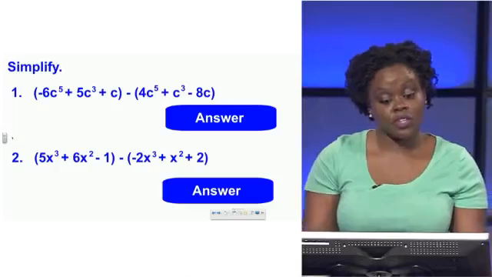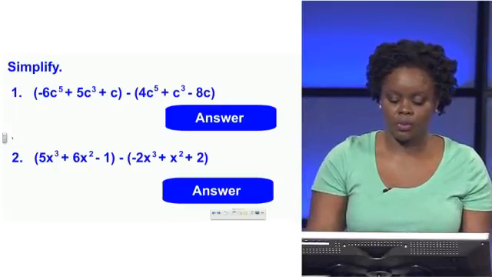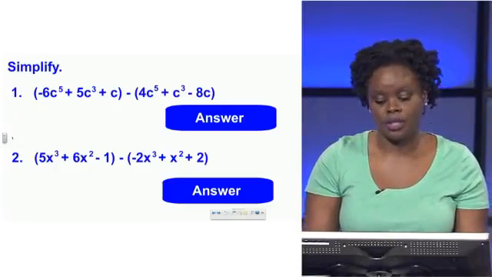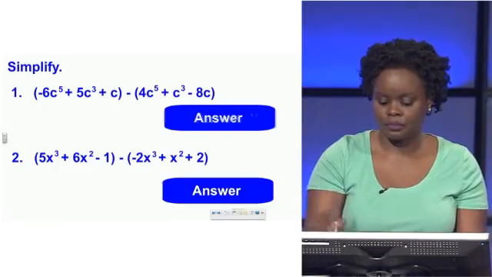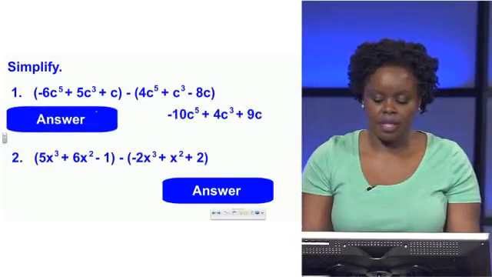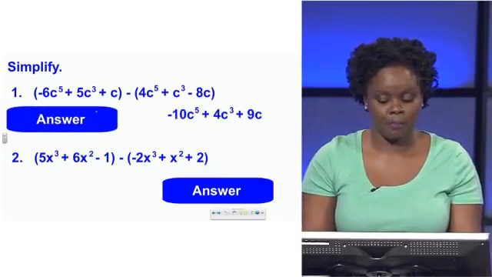All right, ready to check? Let's go. All right, for that first one, negative 6c to the 5th plus 5c cubed plus c minus 4c to the 5th plus c cubed minus 8c. That one was negative 10c to the 5th plus 4c cubed plus 9c. That should have been your answer for the first one.